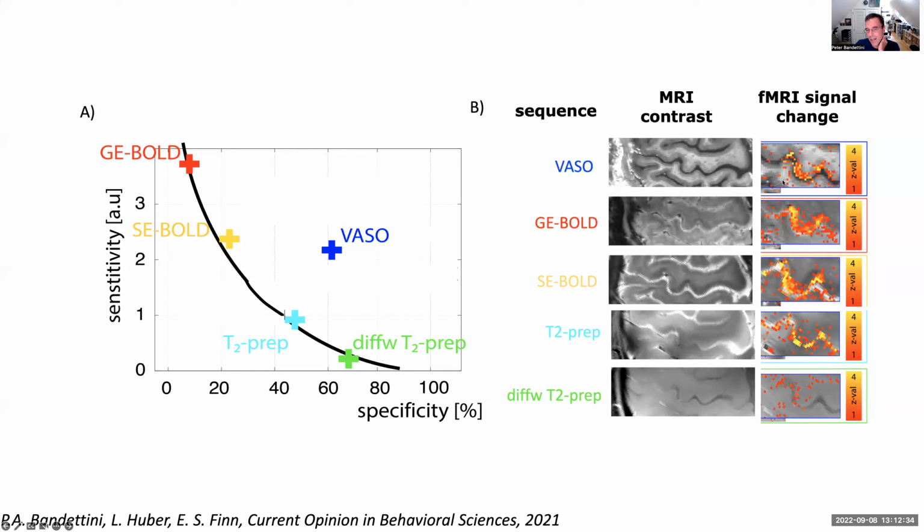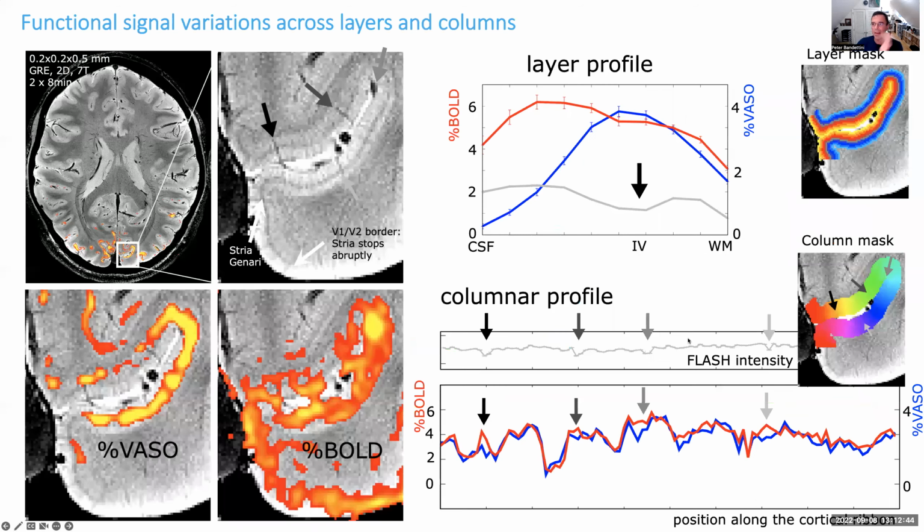And here are the corresponding maps of the various techniques. And VASO does seem to look like the sharpest and the cleanest of all of them. What's interesting, though, and I think this is an important point, is that VASO is great for layer mapping. It seems that if you map the layer profile, you see VASO is very sharp, whereas BOLD is this general curve, and sometimes it even is way higher at the CSF level with pial vessels. And that's perfect for layers.